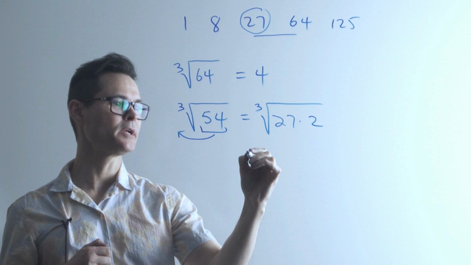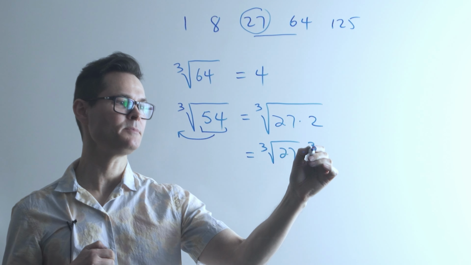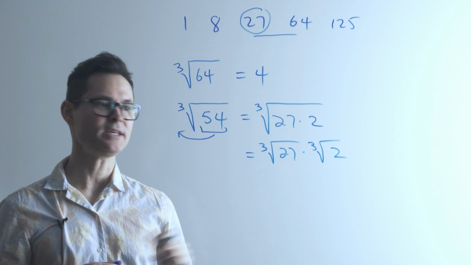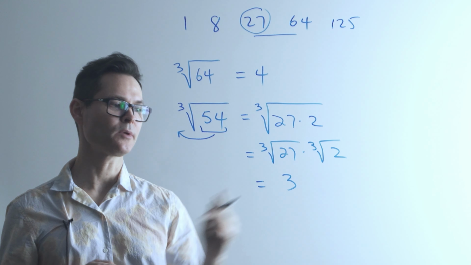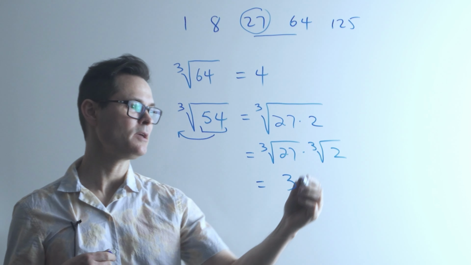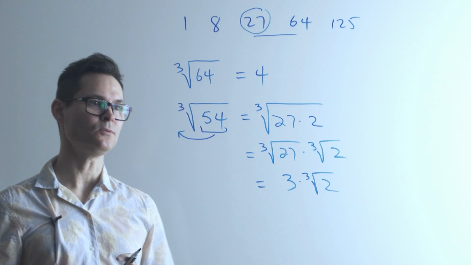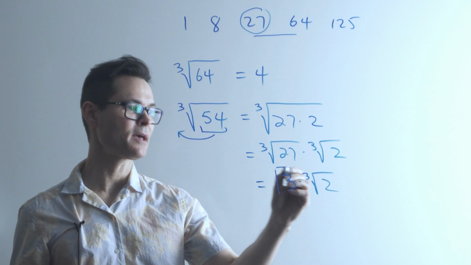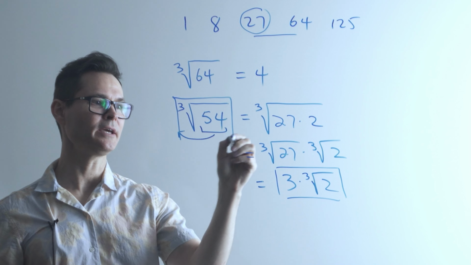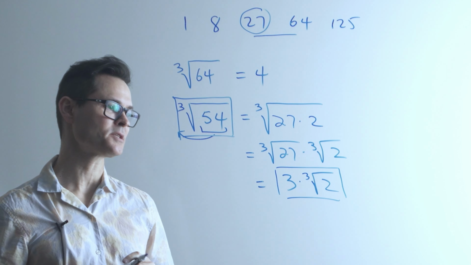So this is going to turn out to be the cube root of 27 times the cube root of 2. Do you see? And then the cube root of 27 is 3. I replace that. So notice the whole thing goes away and becomes 3, and then times the cube root of 2. And if I put this into my calculator, I would get the same answer. They would be equivalent decimal approximations.